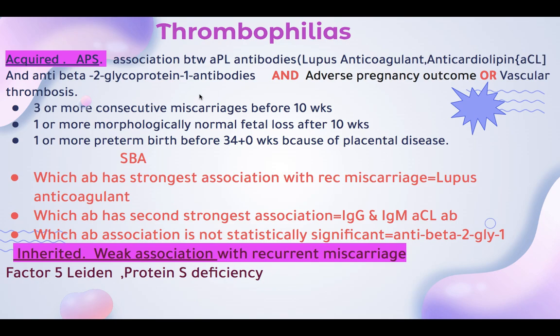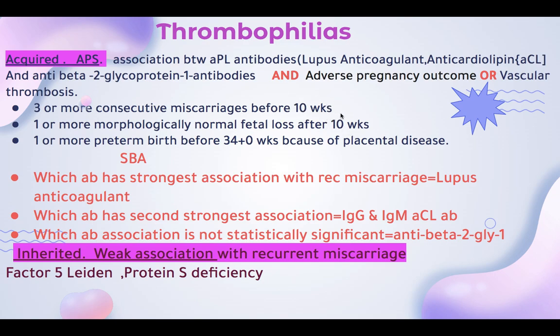What we call an adverse pregnancy outcome is 3 or more consecutive miscarriages before 10 weeks. Friends, remember there are 10 weeks, right? Now the consecutive miscarriages will be 3 or more, and these should be before 10 weeks. In the recurrent miscarriage, it was not before 10 weeks, it was 24 weeks. Here, 3 or more consecutive miscarriages are before 10 weeks.